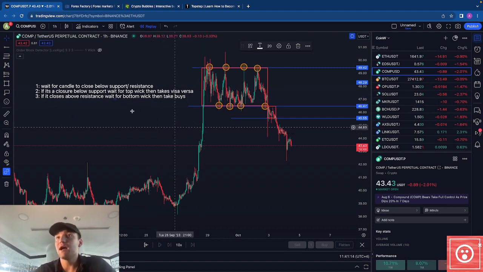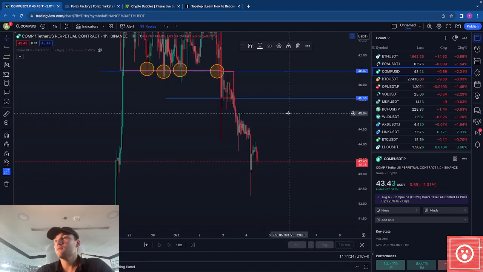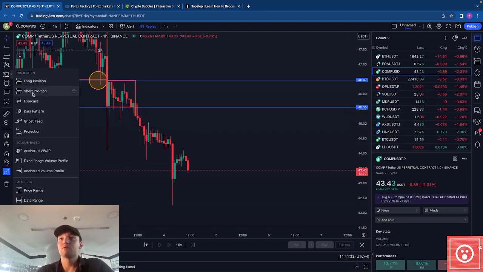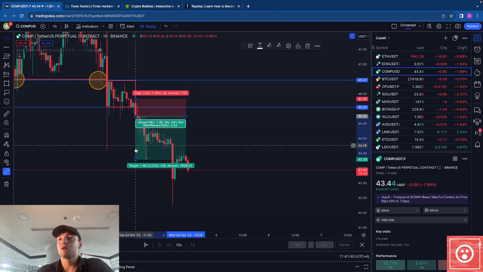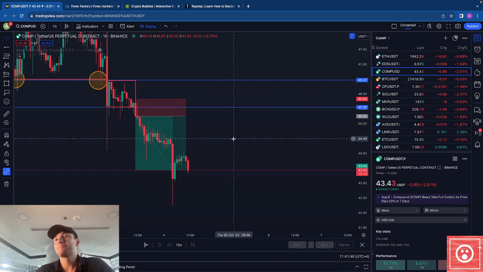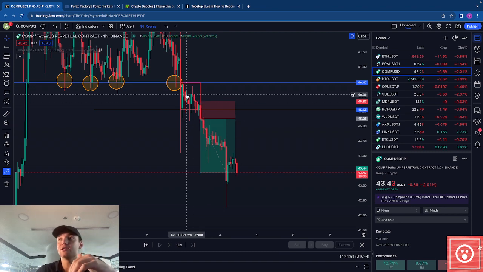So we know that if it closes below support, wait for a top wick, then take the sell, right? So right over here, we close below support, take a look at the top wick, wait for it to flip bearish, you take sells. You put your stop loss above the previous wick and target a 1:2. You can even look at 1:3. So this is also a breakout strategy / a retest strategy.